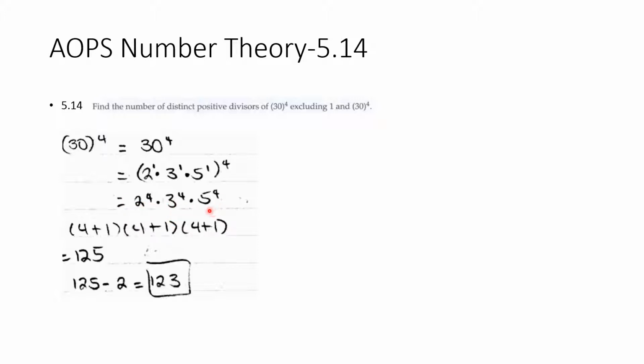the power of 4. If you want to find the number of positive divisors, then you would do the exponents plus 1 multiplied together. The first exponent is 4, so 4 plus 1 times another 4 plus 1 times 4 plus 1, so that's equal to 125. Since it says the number of distinct positive divisors excluding 1 and 30 to the power of 4, you would subtract 2, so 125 minus 2 is 123.